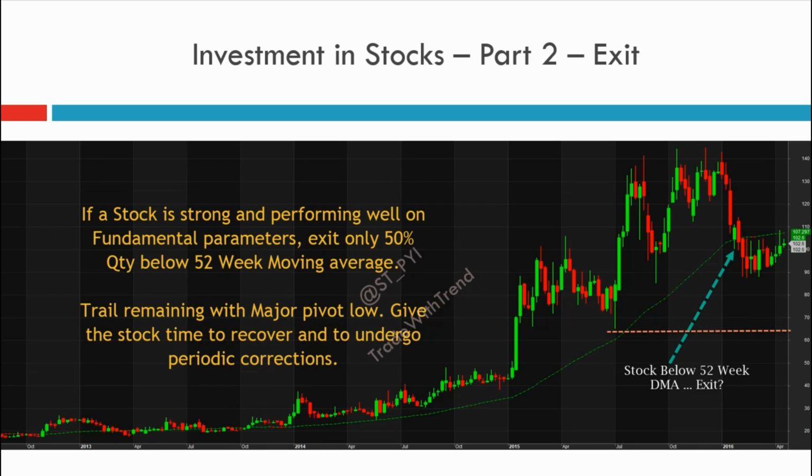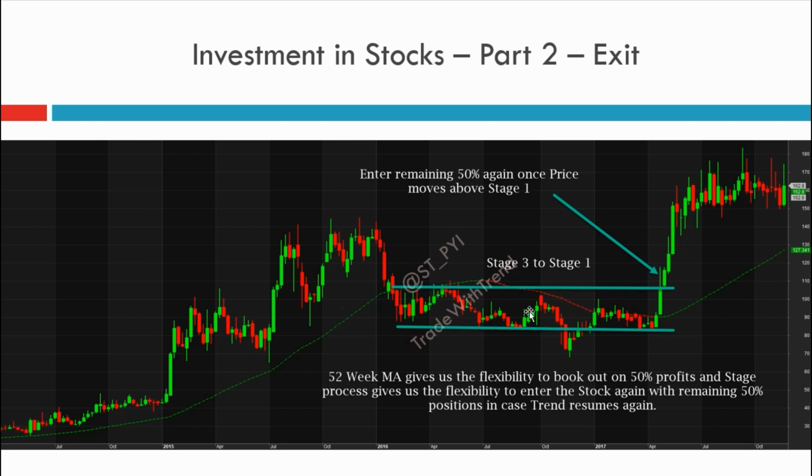So just look at this chart. This is an exceptionally strong company. It does not have a proper breakdown. It will move sideways and then it will form a prolonged stage 1 phase and then break out again. So when you see this happening, remember you exited the 50% position here, right? So what you need to do is build back those 50% positions here. Okay. And then again, repeat this trailing process of the 52-week moving average.